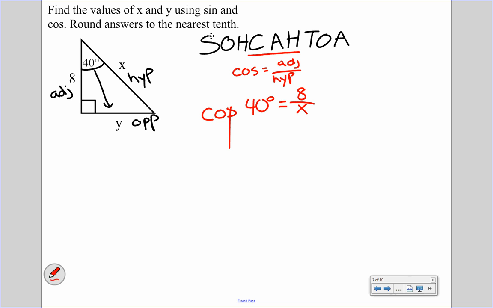Now remember, to solve for x, we have to get x out of the denominator, so we're going to multiply both sides by x. So we have x times the cosine of 40 degrees equals 8. Now we have to get x by itself, so we're going to divide both sides by the cosine of 40 degrees.